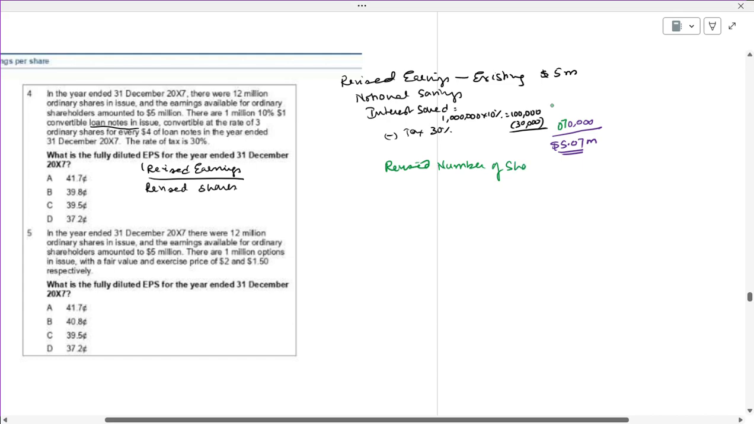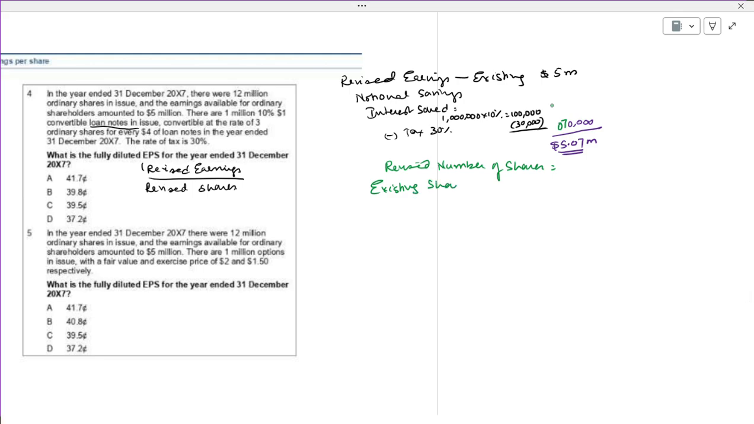Now revised number of shares. Yeah, fine. How many existing shares are there? Existing shares are 1 million. Okay, sorry. Is it right? Existing shares are how much? 1 million shares. Now conversion, how much? Is it right? Convertible at the rate of 3 ordinary shares for every 4 shares. 3 ordinary shares for every 4 shares.